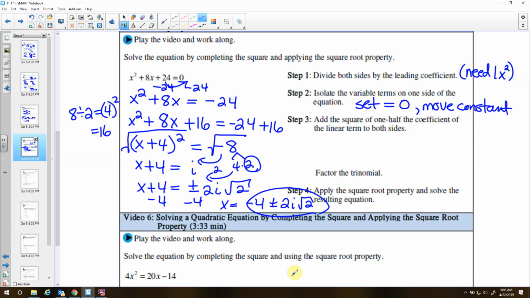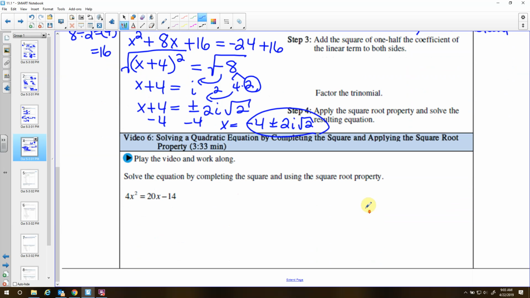Okay, so again, divide both sides by the coefficient if we need to, because we need a 1x squared. Then, if it's set equal to 0, move that constant over. Then we're going to do the half of the middle term, add it to both sides, factor it because you should have a perfect square trinomial on the left, and then use the square root property.